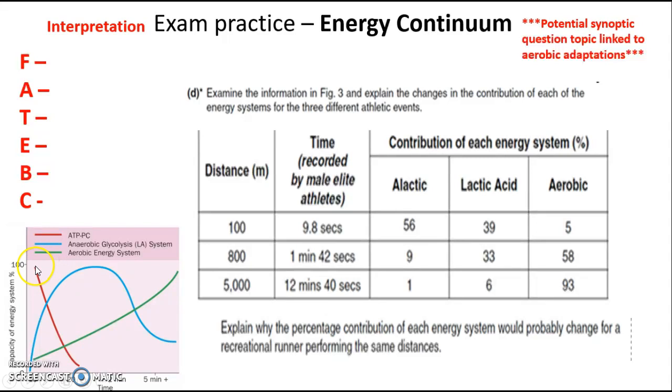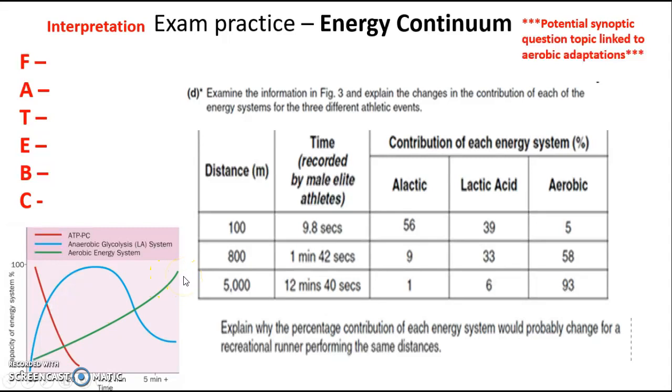If it's high intensity, low duration, it's going to be the ATP-PC system. If it's high to moderate intensity, but then a moderate to low duration, which is about 3 minutes there, it's going to be the glycolytic system. And finally, you've got your aerobic system for those low to moderate intensity but high duration activities.